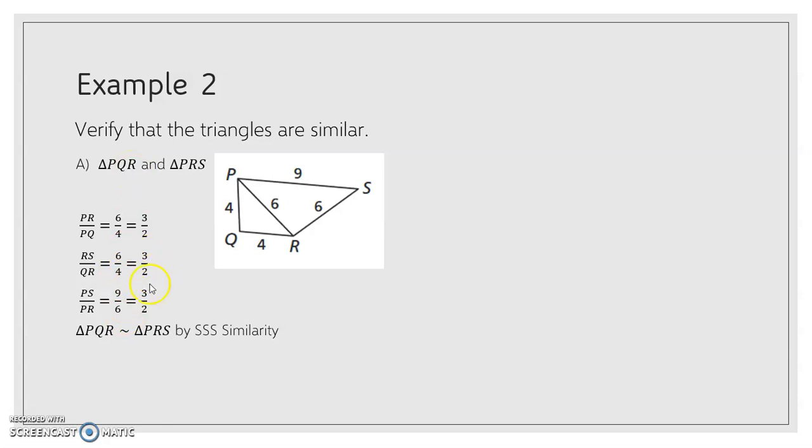And finally, I did PS, which is the first and last letter, over PR, which is also first and last. When I reduced my fraction, I also got 3 halves. Because all 3 of these gave the same fractions, I know that the triangles are similar by side, side, side similarity. Let's take a look at another one.